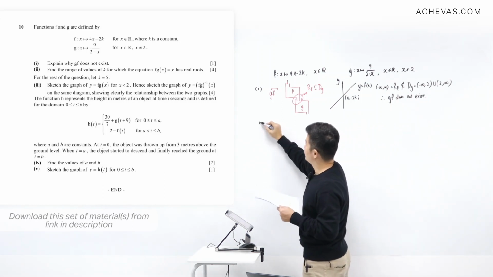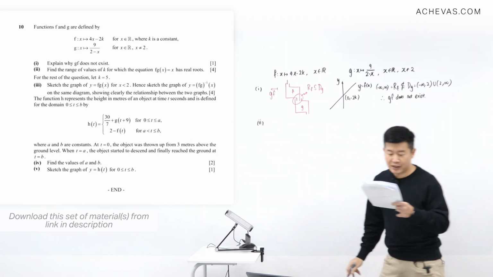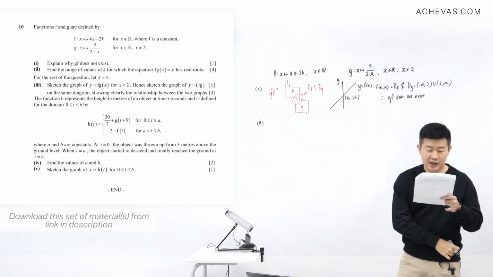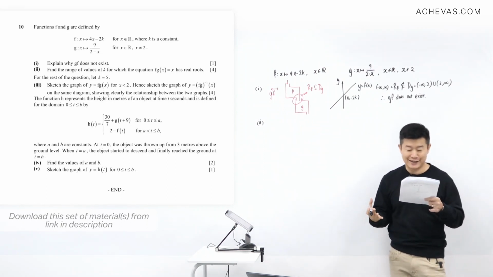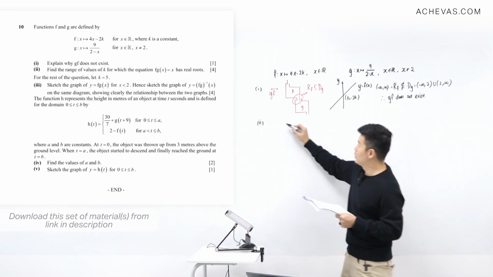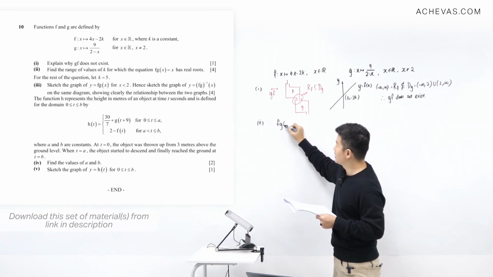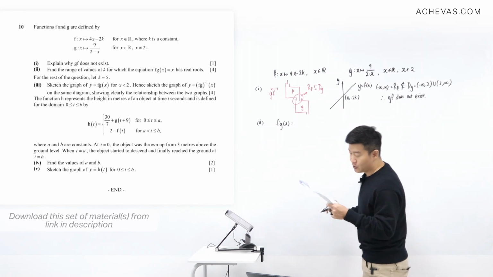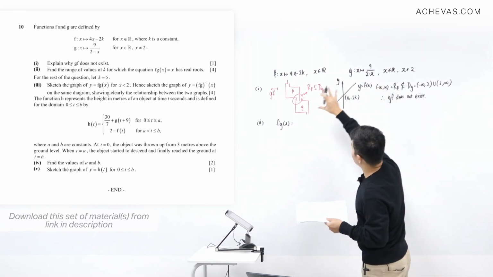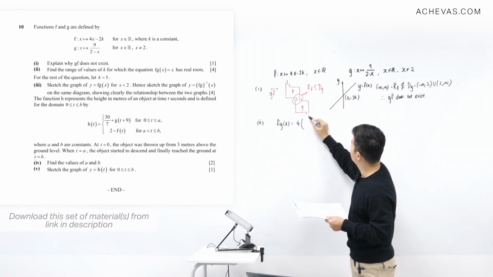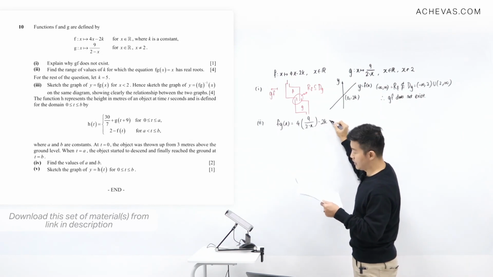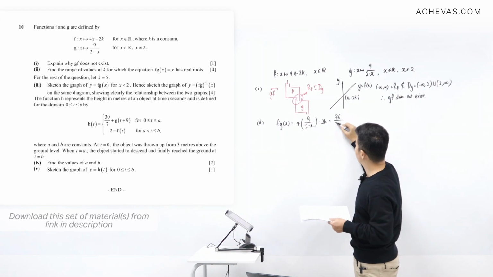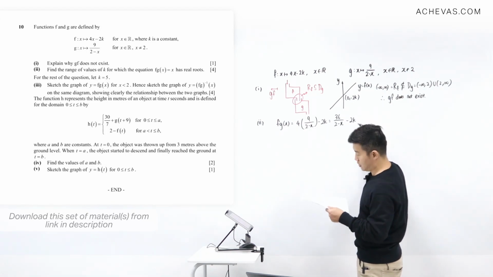And in part 2, find the range of values of k for which the equation fg has real roots. So gf does not exist. We will just assume that fg exists. So we are looking at fg. Let's try to form the expression for fg first, okay? So for fg, it is like putting g into f. So we have 4 times 9 over 2 minus x, minus 2k. This is equal to 36 over 2 minus x, minus 2k.